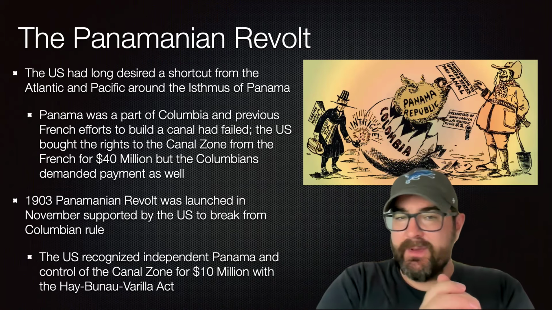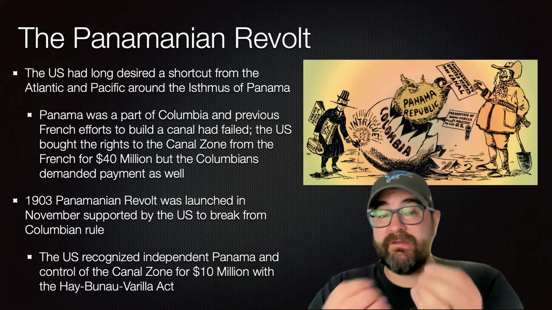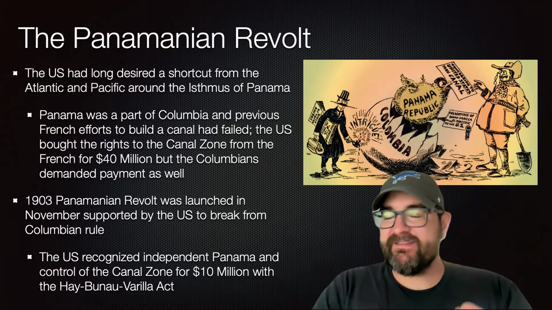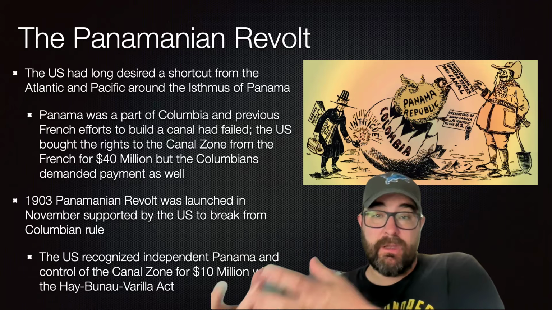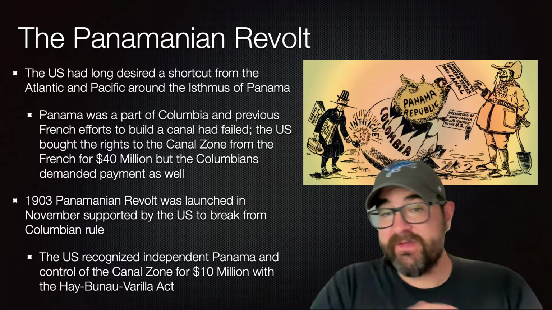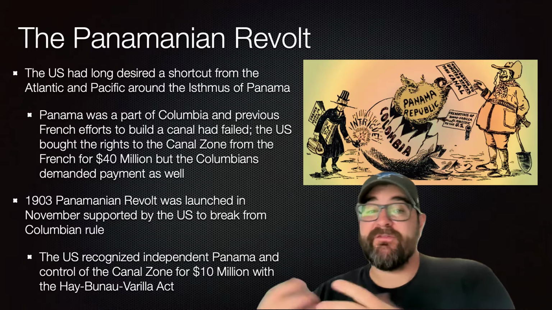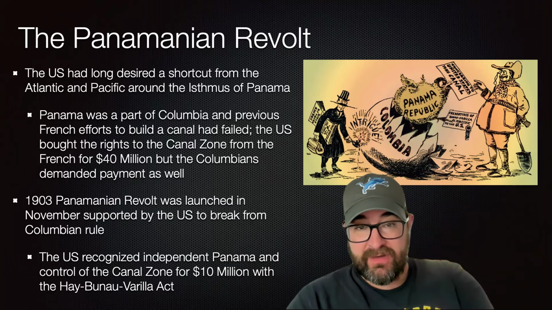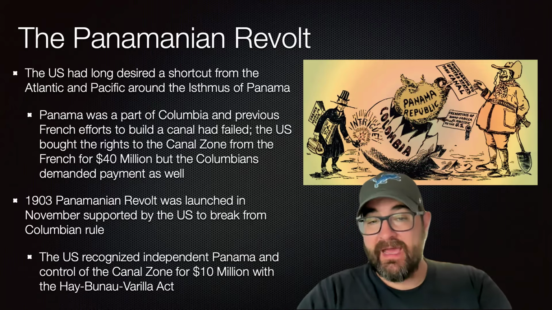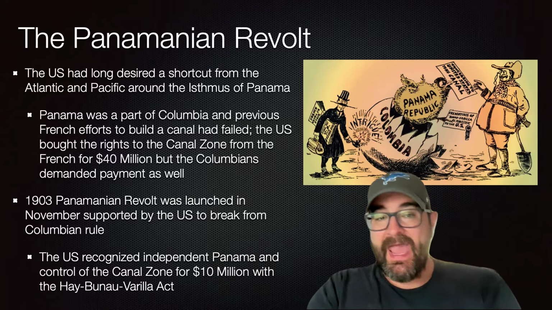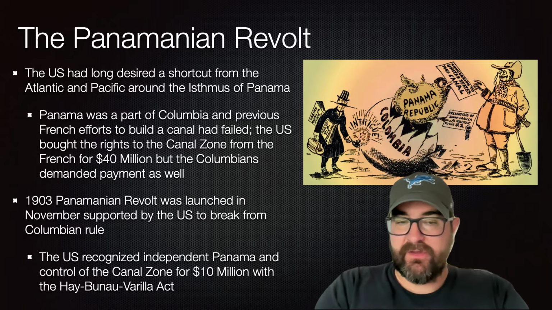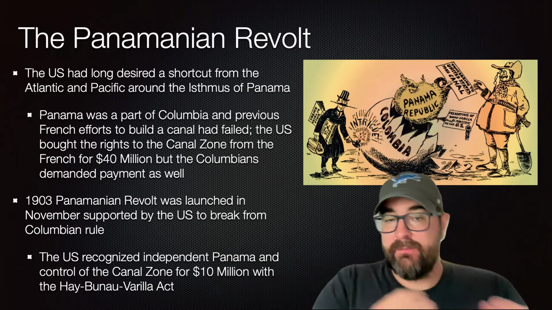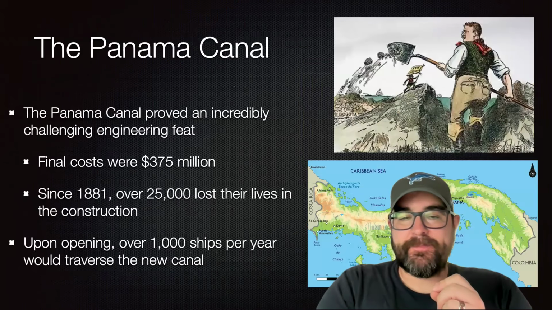But the Colombian government, who controlled Panama, demanded payment as well. So here's where the United States is going to step in and support local Panamanians in a revolt against Colombia to break from Colombian rule. With American support and intervention, the United States would recognize an independent Panama and control the Panama Canal Zone for a $10 million cost in what is known as the Hay-Bunau-Varilla Treaty.